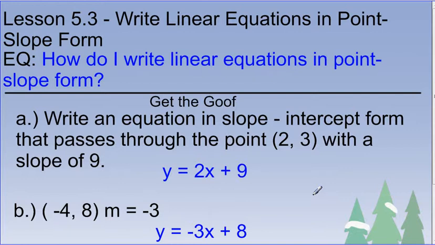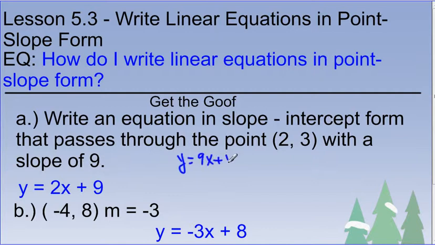So let's try these get the goofs, and then we'll get on to the lesson. The get the goof here says write an equation in slope-intercept form of the line that passes through this point with a slope of 9. Well, you can see this is wrong because that's not where slope goes. Slope goes here, so if anything, it should be y equals 9x something. Okay, so let's start there. y equals 9x plus b.